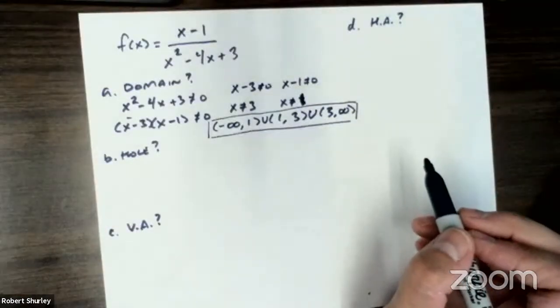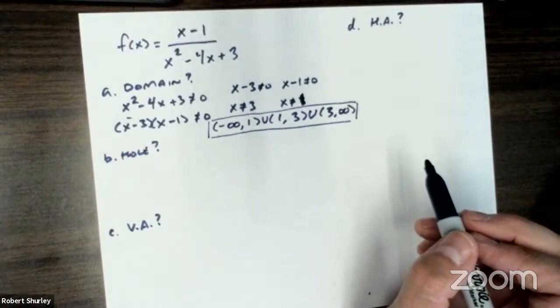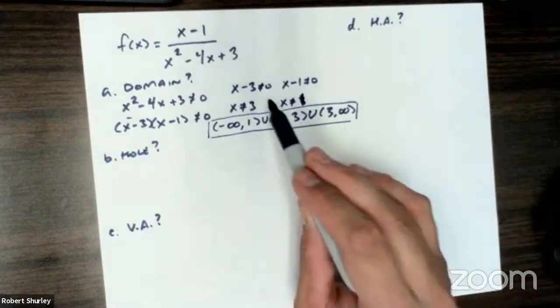We don't worry about the numerator when finding the domain. Remember, we act like that numerator is the elephant in the room. We don't talk about it until after we find the domain. Exactly right. Okay, my bad. Sorry. No, you're fine.